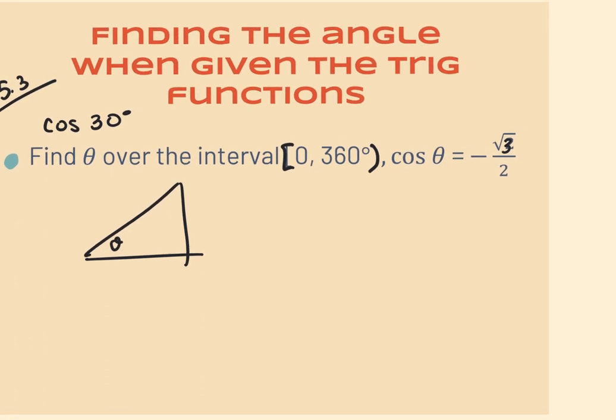Cosine is the ratio of the adjacent side to the hypotenuse. So I'm going to make the adjacent side the square root 3. And I'm going to make the hypotenuse 2, because it's adjacent over hypotenuse. How do you know which corner it is? It doesn't matter, as long as you put the root 3 adjacent to it.